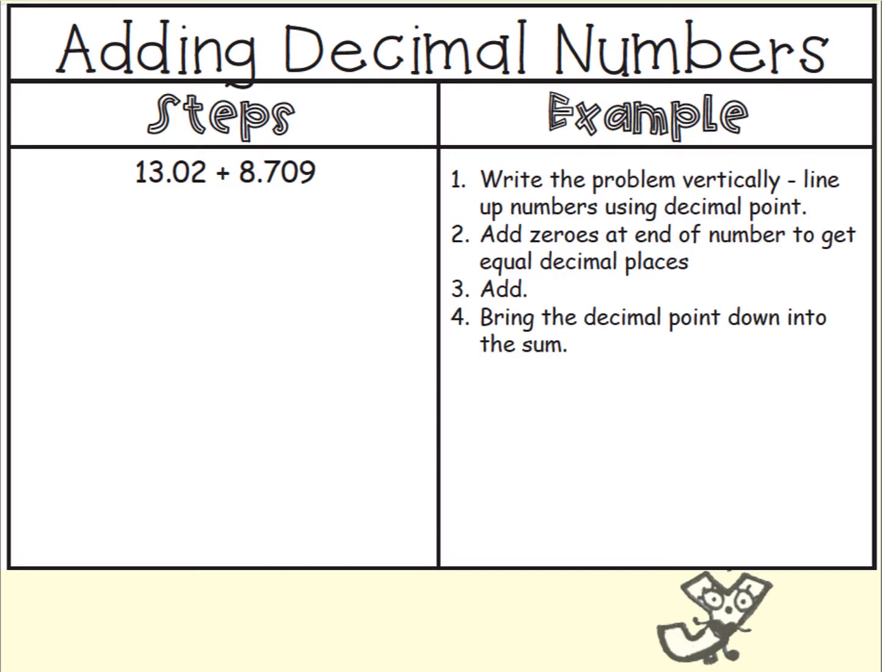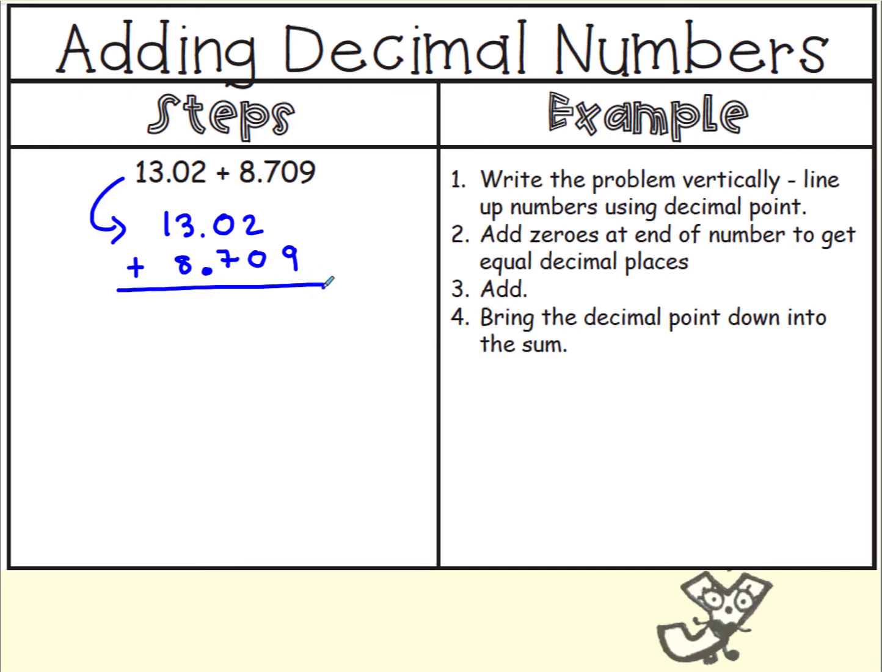Okay, so here's the steps. Usually it's easiest if you write the problem vertically. So I'm going to rewrite it vertically, and I need the decimal point to align everything. So for my second number, here's my decimal point, and I'm going to put the digits in the same location as the first number. And there's my 8.